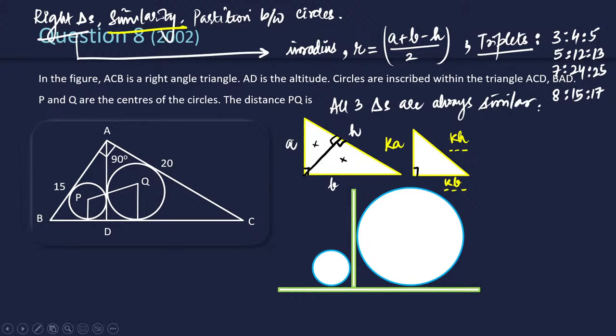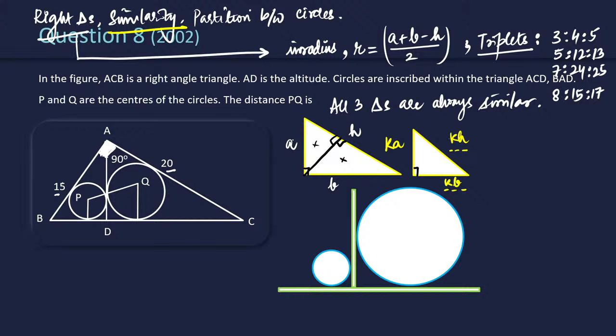ठीक है, तो अब we will take a pause here. We will not go to the partition between the circles. We will try to solve this. Okay. उसके लिए, if you look at this, this is 90 degree here, right? At A, I'm talking about the large triangle ABC. This is 15, this is 20.